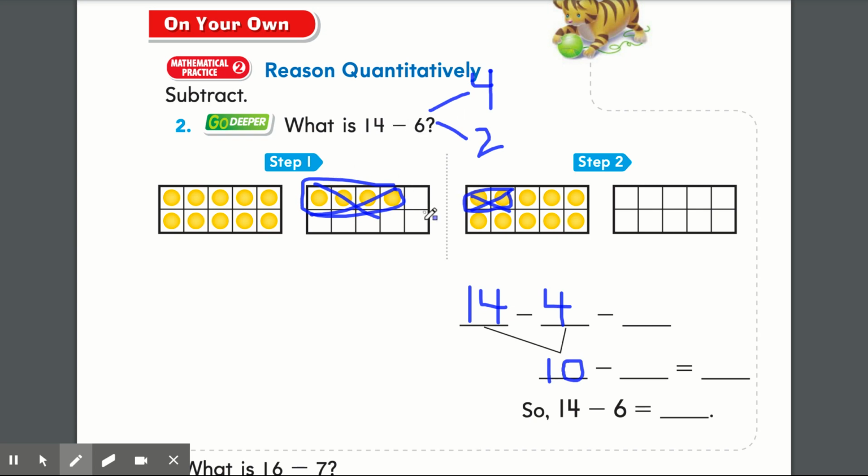So I've already taken away 4. Now I need to take away the other 2 to make minus 6. So 10 minus 2 equals, that's right, 8. That also means that 14 minus 6 equals 8. It's just a different way to think about it. Go ahead and fill that in on your workbook page.